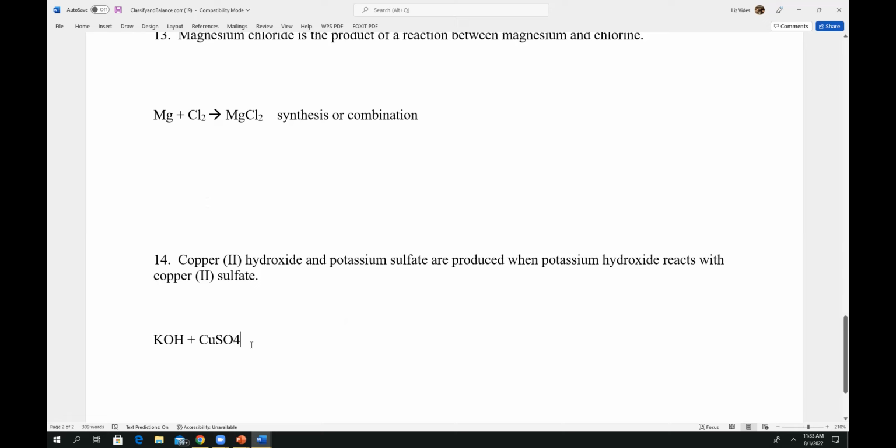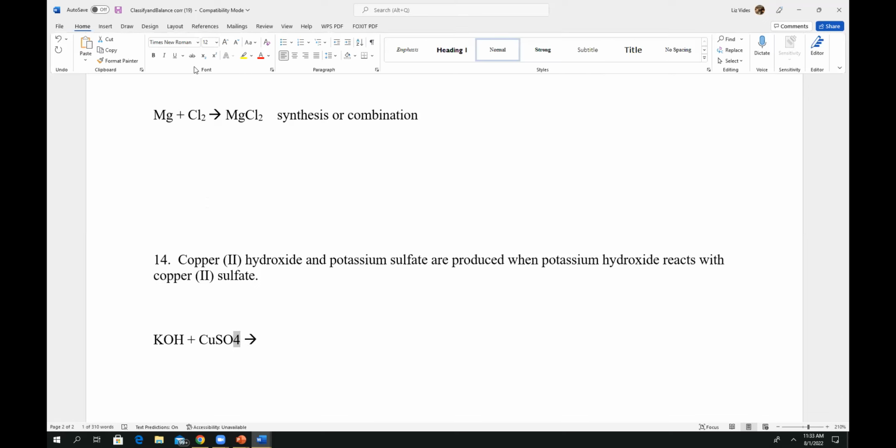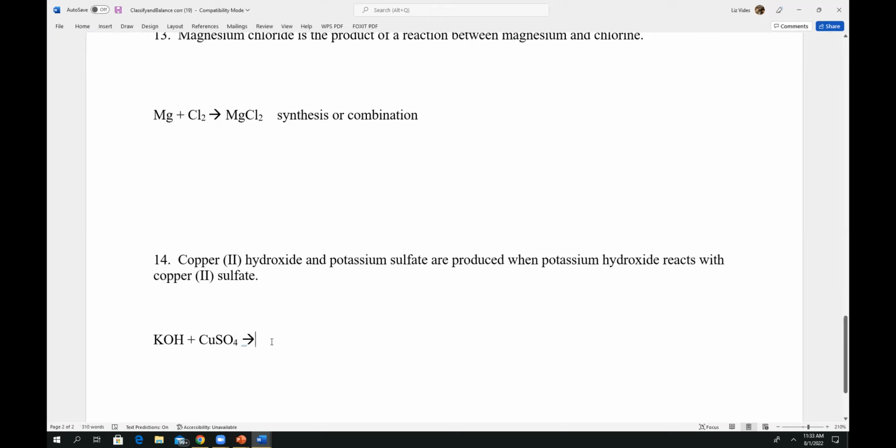Let me make my arrow first, so I don't have to go back and fix that. Okay, there we go. All right, so these are going to switch places. So the potassium is going to get the sulfate, and the copper is going to get the hydroxide. And how do I know to do all that? Well, I'm going to show you here in a minute.